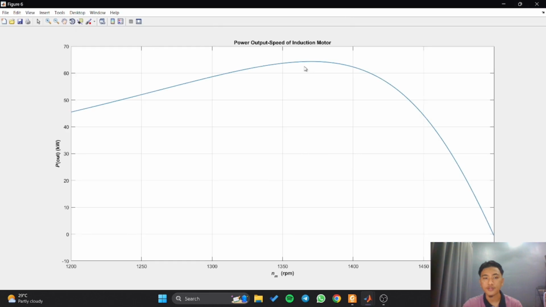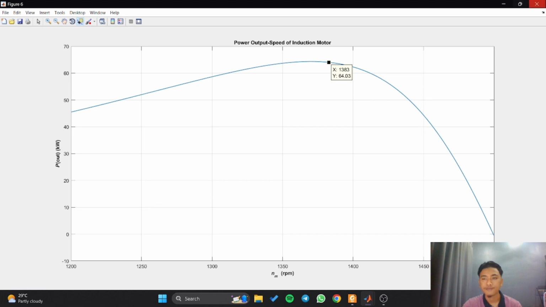This is figure 6, which is the output power. Output power is the converted power minus the power loss in the induction motor, which is called losses, mechanical losses, and also miscellaneous loss. So this is the output power at 1200 RPM, which is 45.5 kilowatt, and maximum power output is about 64 kilowatt at 1383 RPM.